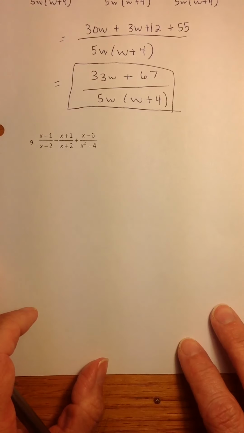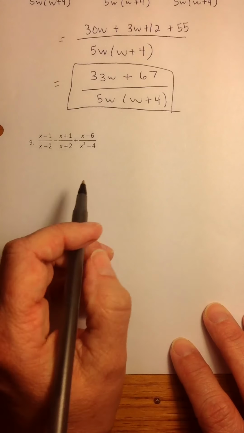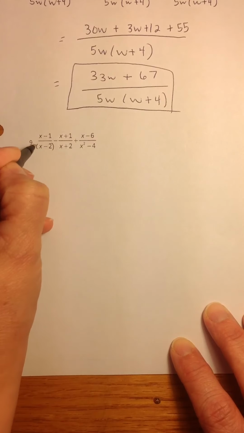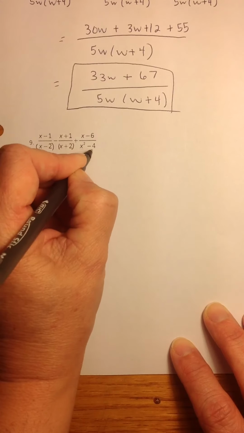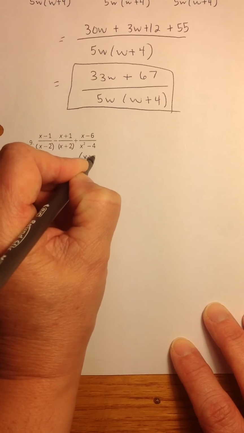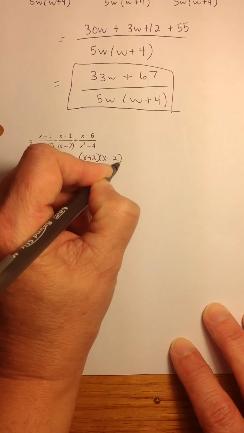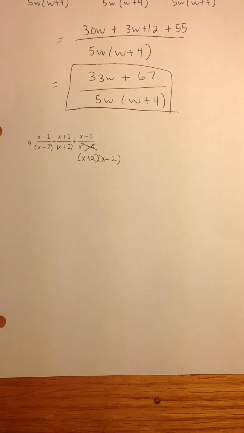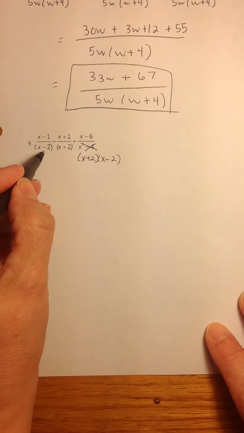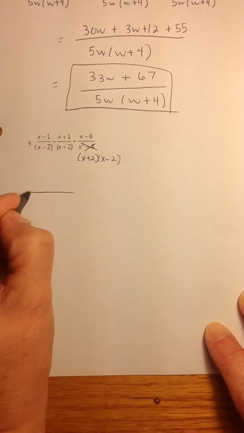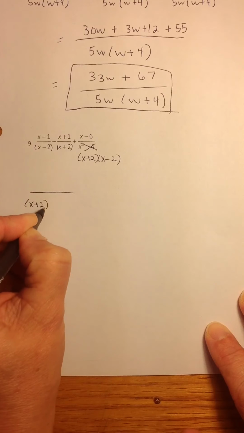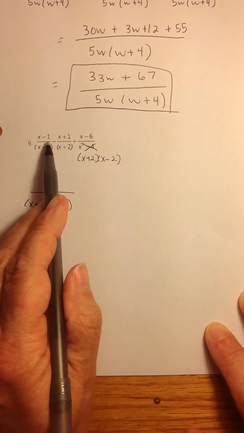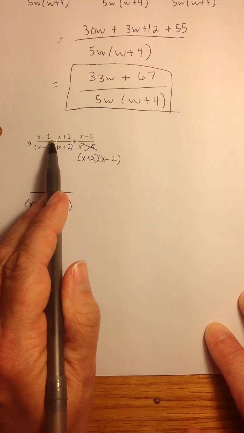Next one. I begin by seeing x minus 2 is together, x plus 2 is together. This factors as a difference of squares, x plus 2, x minus 2. So my LCD would be x plus 2, x minus 2. So this one's missing an x plus 2. If I put it in the bottom, I must multiply the entire original numerator by the same.